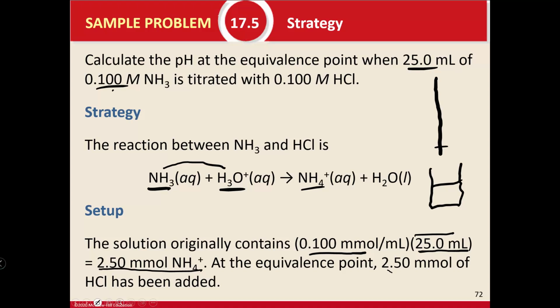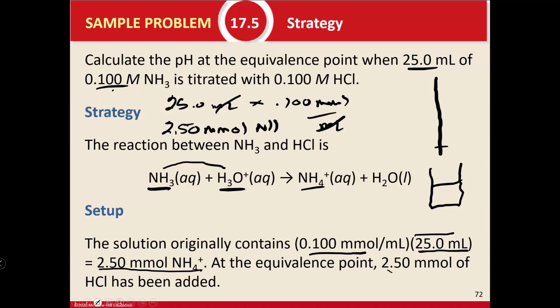All right, so we have 25.0 milliliters, right? And they're telling us that we have 0.100 millimoles per milliliter. Milliliters cancel out. And that gives me 2.50 millimoles of ammonia. All right. So then we've added enough of this to convert all of this into that. So at that point you have 2.50 millimoles of this.